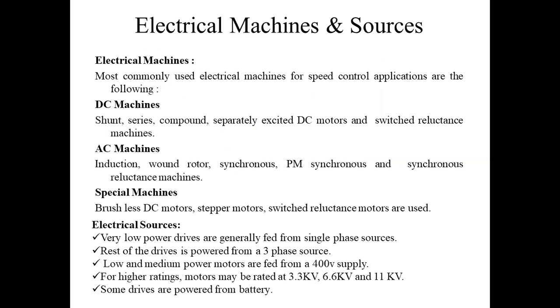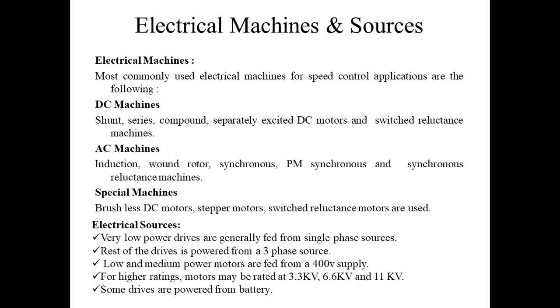Yeah, you see here, like what I said, electrical machines, as far as different speed control applications, we can use a DC machine: shunt, series, compound, and separately excited, and the switched reluctance machine. If you use a shunt motor, it is used only for constant speed. Wherever we need a constant speed, we use a shunt motor.